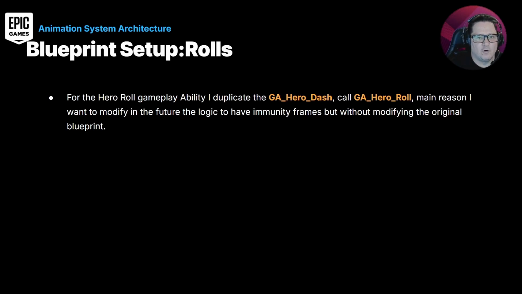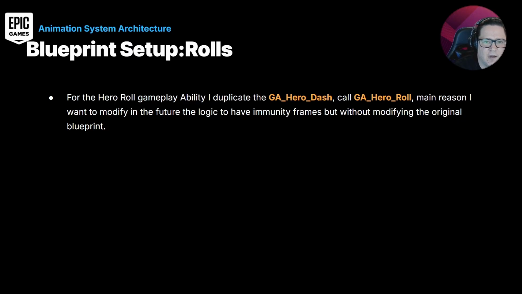Now let's talk about the roll animations. For the hero roll gameplay ability, I duplicate the hero dash and I call it gameplay ability hero roll. The main reason is because I want to modify in the future the logic to hide immunity frames without modifying the original blueprint, and be able to have more control over the values of this ability system.